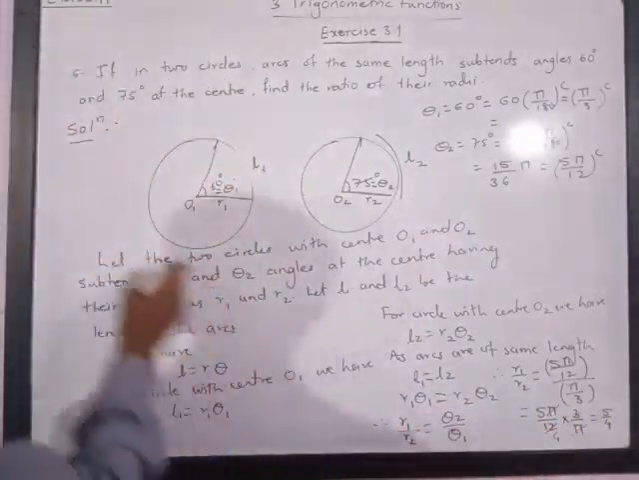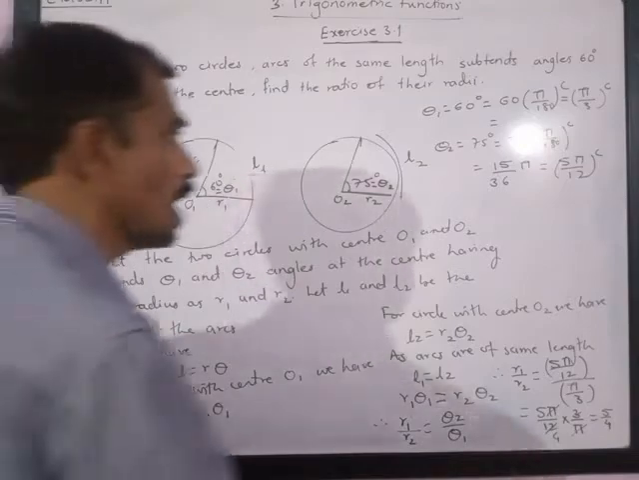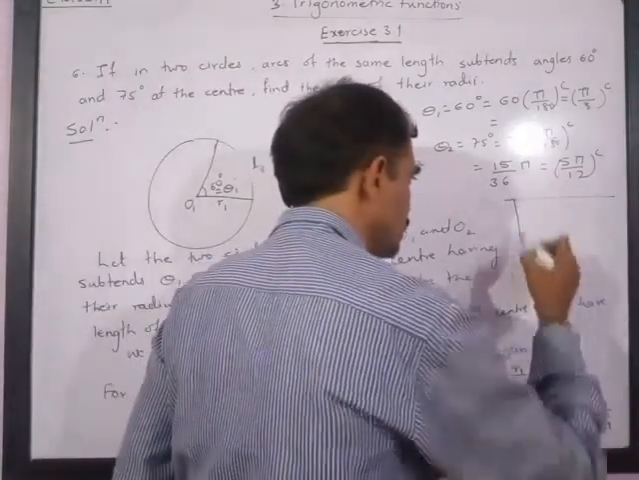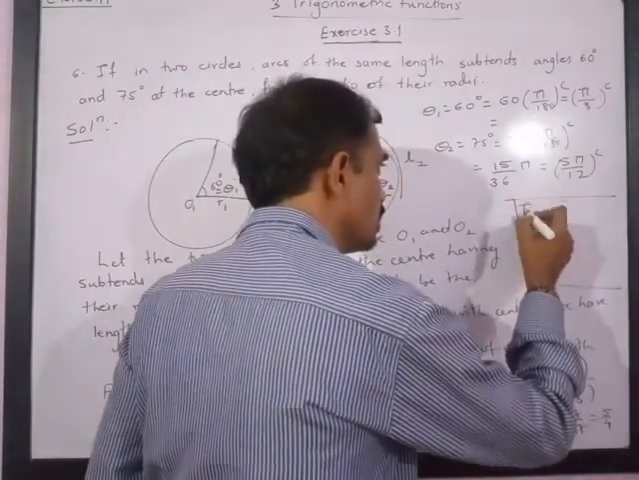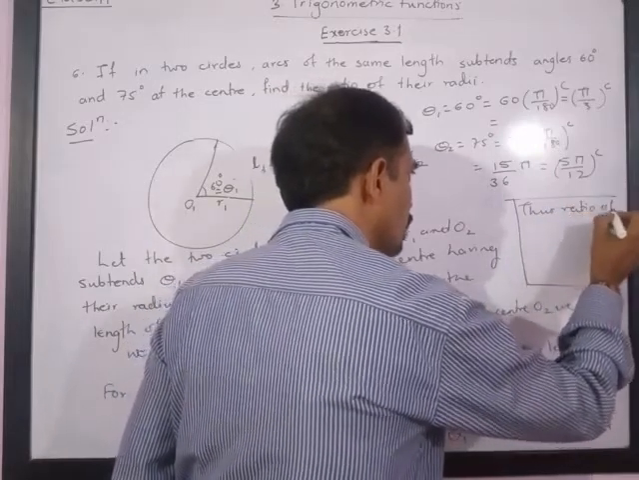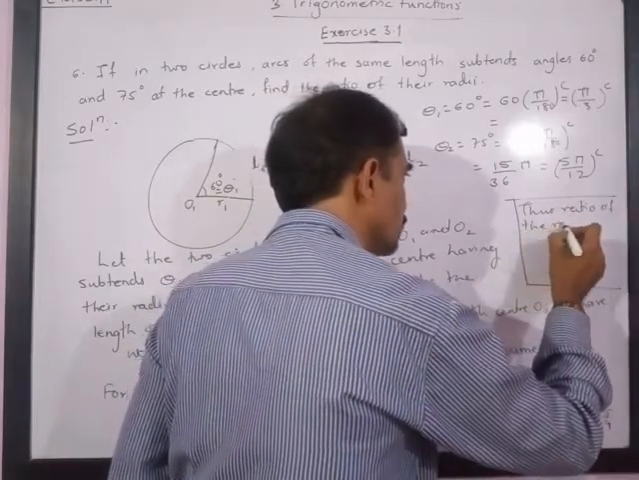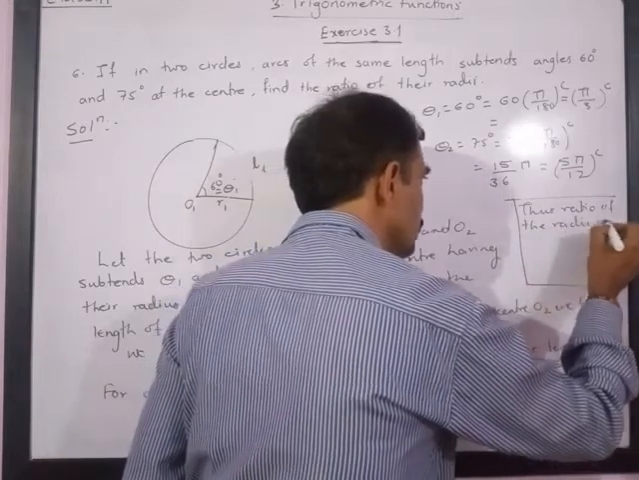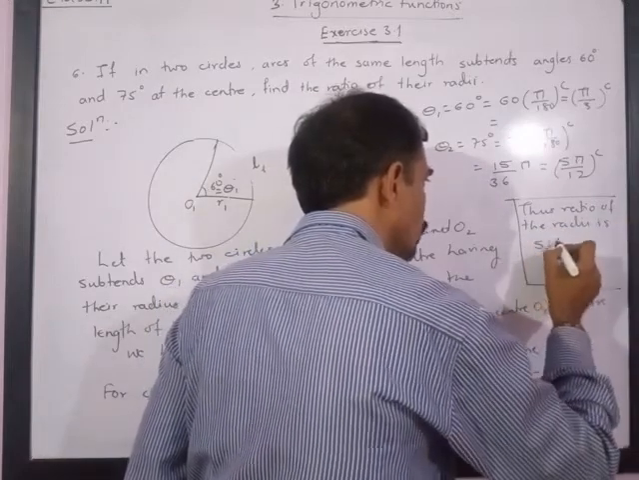So I am writing this side. Thus, the ratio of the radii is 5:4.